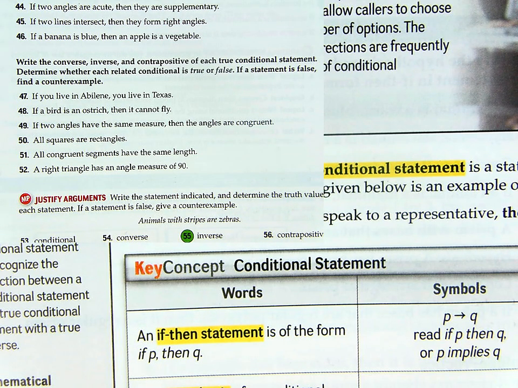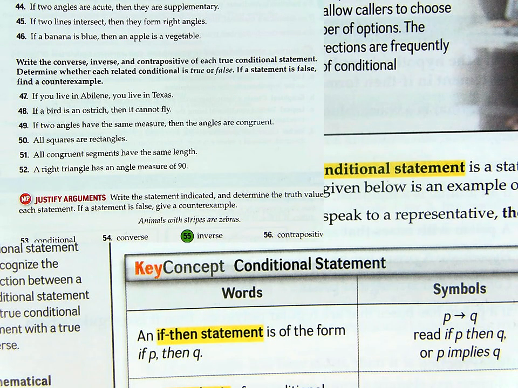Okay, so if you live in Texas, then you live in Abilene. Well, that's not true. You can find a counterexample to prove that. I live in Texas, but I don't live in Abilene. So the hypothesis would be true, but the conclusion would be false. So would that make it true or false? False.